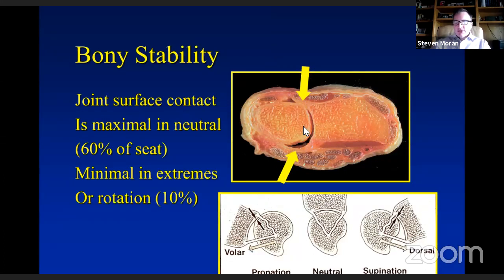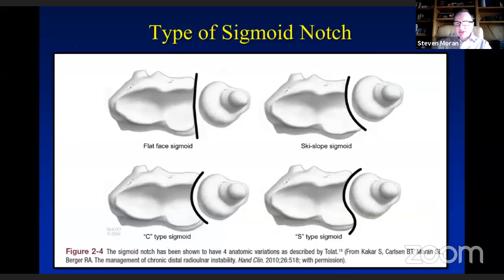Because there's a difference in the size of the joints, this configuration has variable stability in each patient. There's maximal joint surface contact when the patient's in neutral, and that's about 60% of the seat in contact with the sigmoid notch. But when we move into the extremes of supination or pronation, there's only about 10% of the joint actually in contact. Because of that, there's an extensive network of ligaments that need to stabilize this joint.